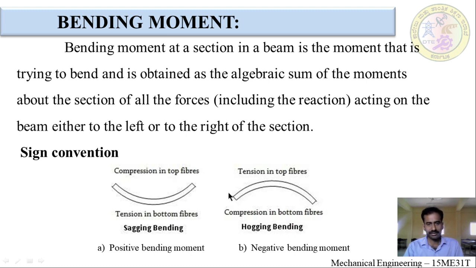And the other case is a hogging bending moment. In a hogging bending moment, there is tension in the top fibers, that is, the convexity is seen upward and the concavity on the bottom side. So there is compression in the bottom fibers and tension in the top fibers. This type of bending is called hogging bending, and we consider it with a negative sign, a negative bending moment.